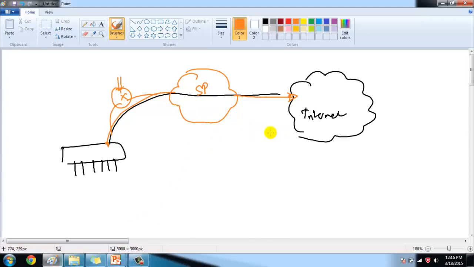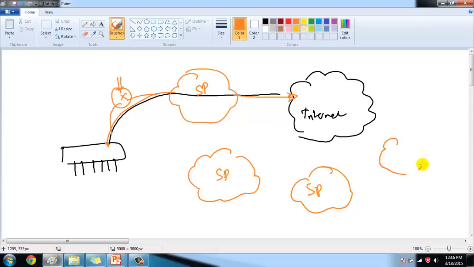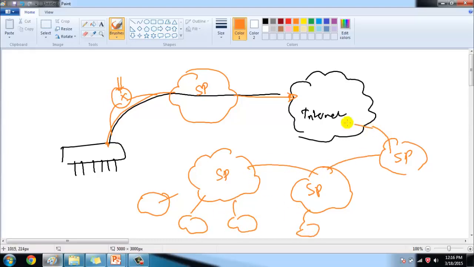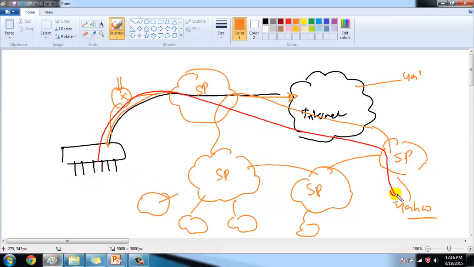But now the question is, internet is a network where everyone is connected. We have different service providers in different locations, and every service provider has their own customers. They all connect to the service provider, and these service providers connect to each other. And there is a Yahoo server somewhere on a different service provider or in a different country, and by sitting in my office I can access that Yahoo server. So that's how we access the internet.